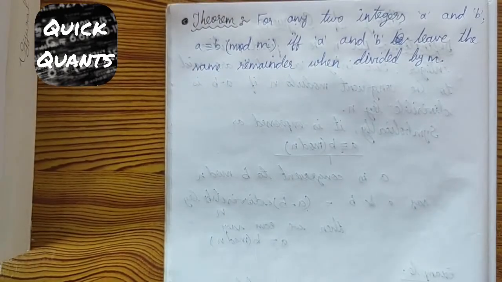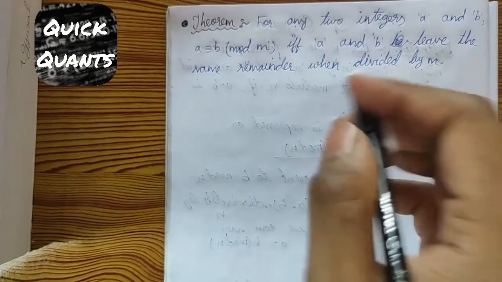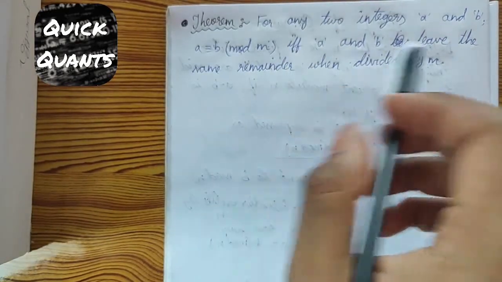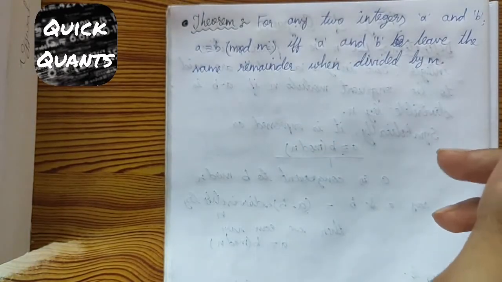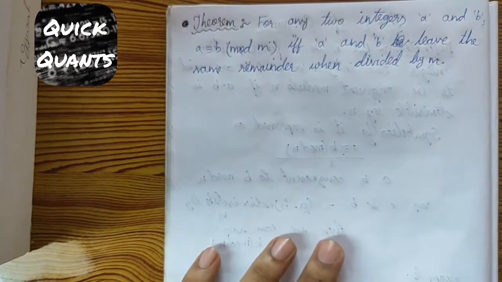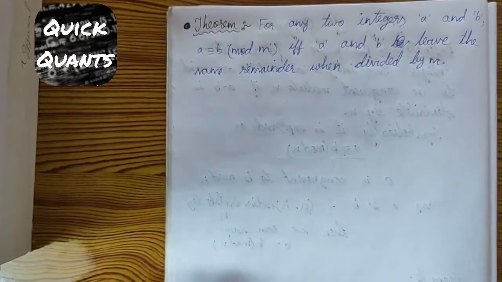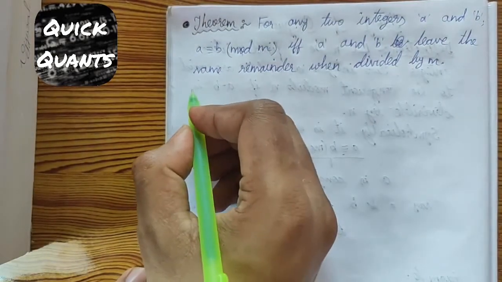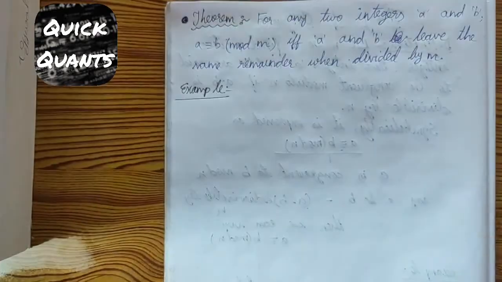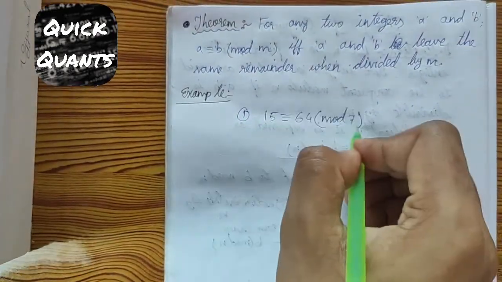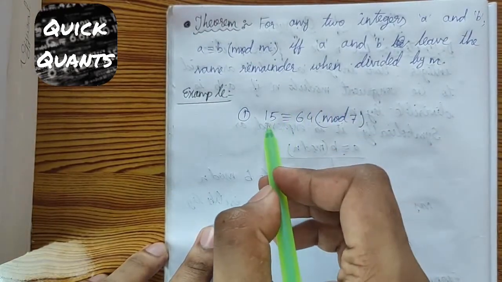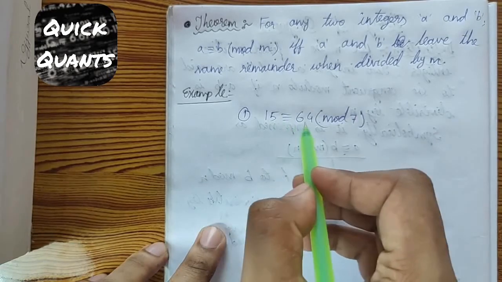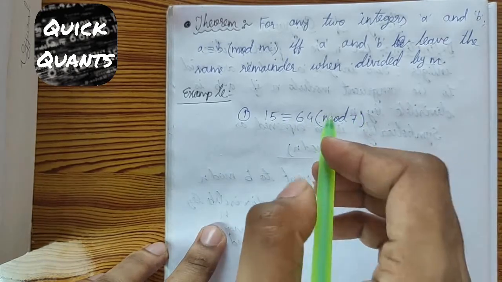So the theorem states that for any integers a and b, we can say a is congruent to b mod m if and only if a and b leave the same remainder when we divide both of them by m. Okay, so let's explain this by example. So we can say this, if we divide 15 and 64 by 7, we get the same remainder.